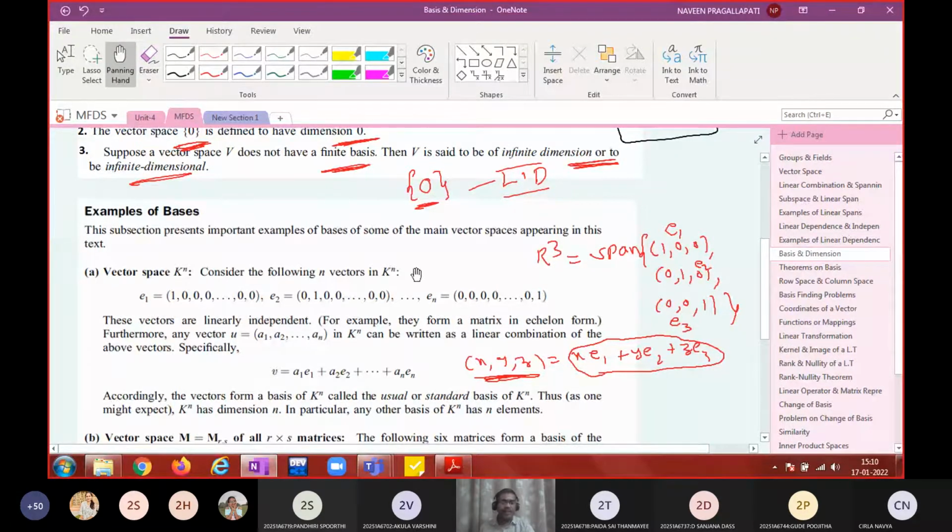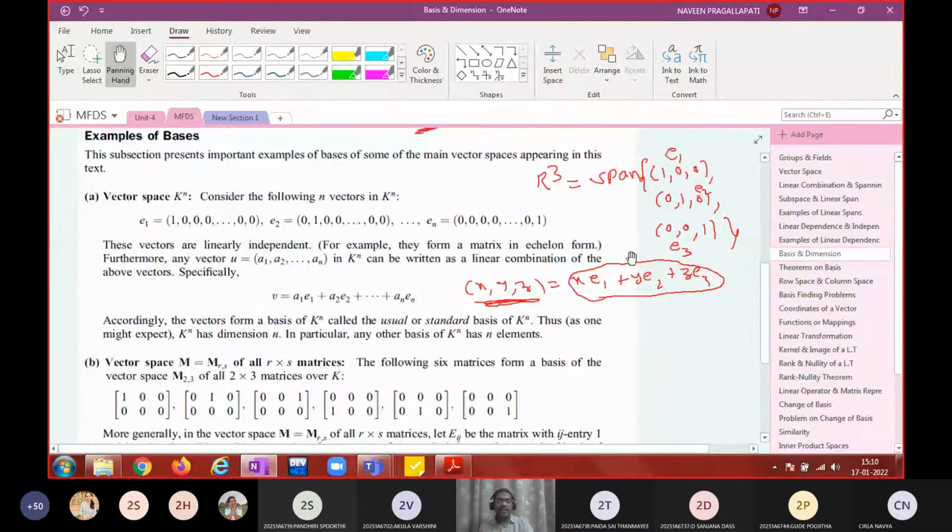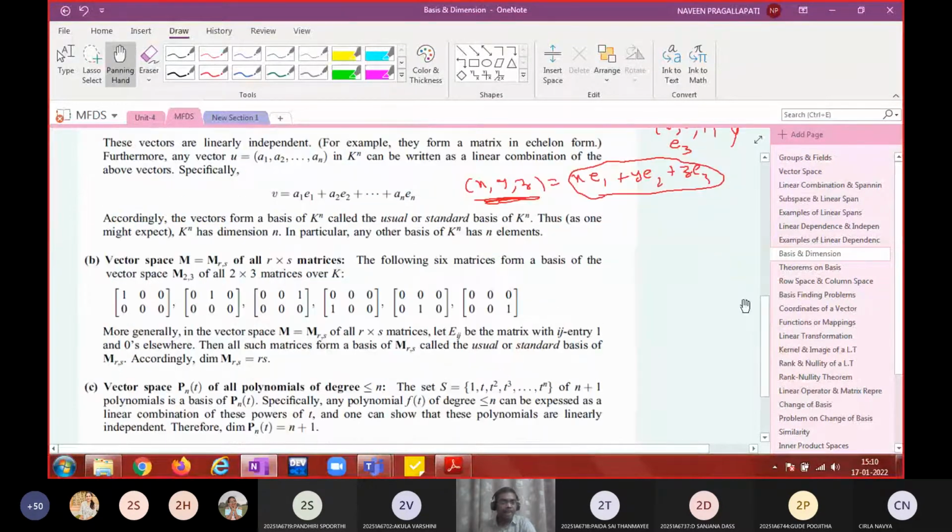And as I said earlier, these three are not the only set which spans this given R cube. Any three linearly independent vectors can also generate the space. Any three linearly independent vectors. Similarly, you can consider the set of R by S matrices.